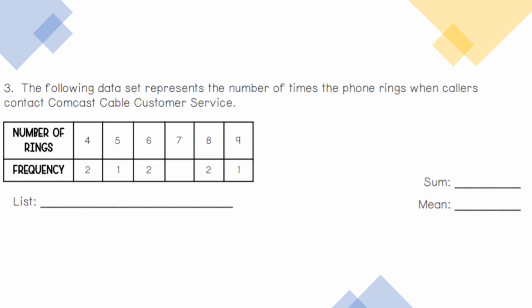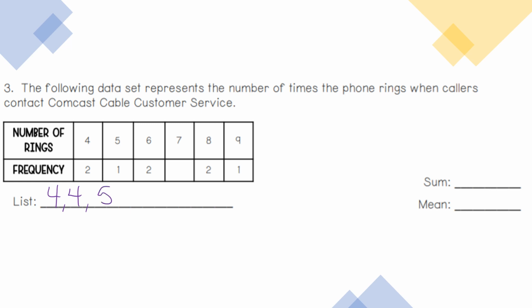Number 3, the following data sets represent the number of times the phone rings when callers contact Comcast Cable customer service. The top of your table states the number of rings, and the frequency means how many times that actually occurred. So we need to make a list of all of the data points. So 4 rings occurred twice, so we would list that 2 times.